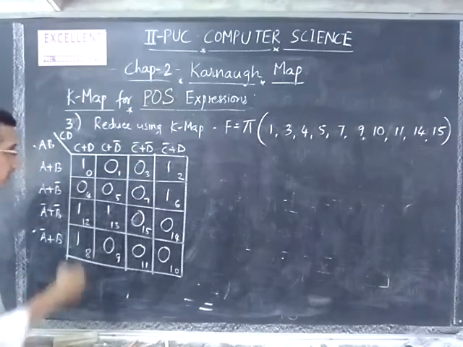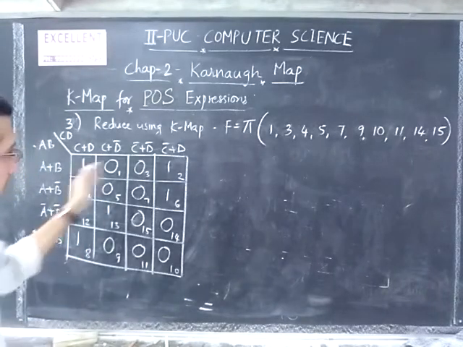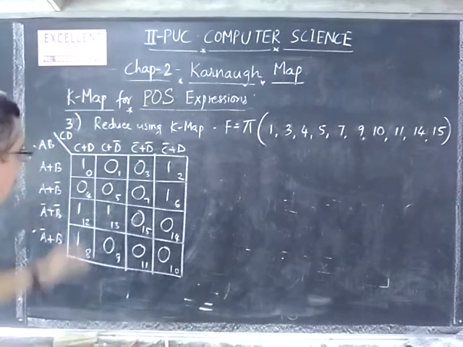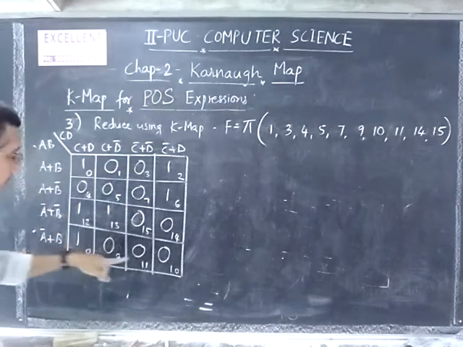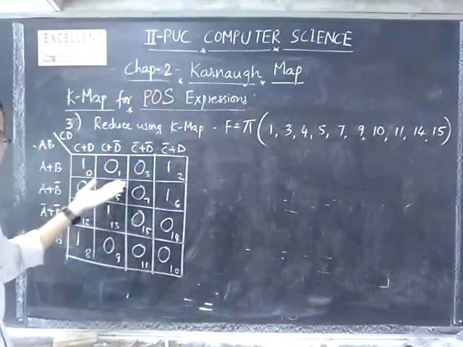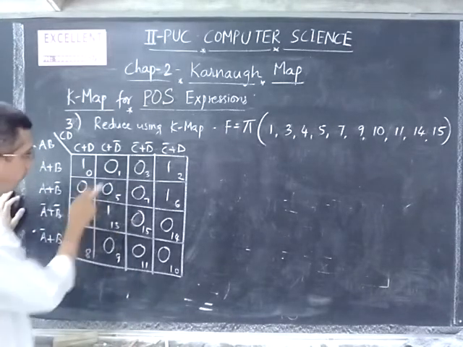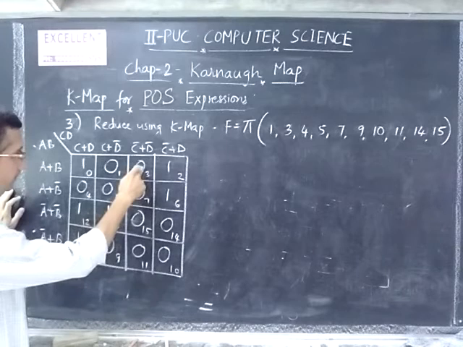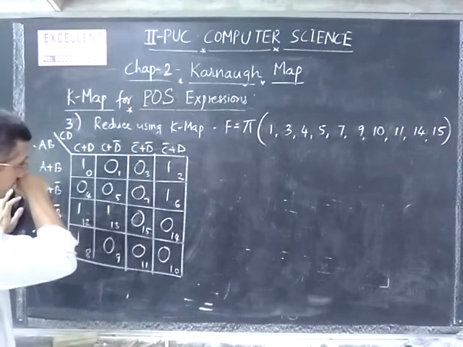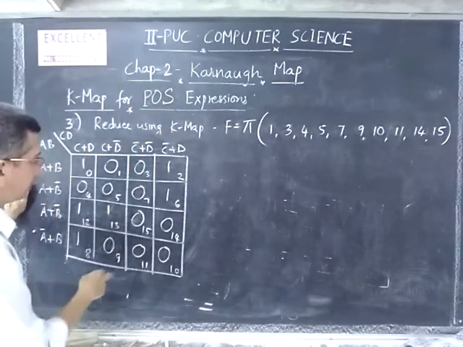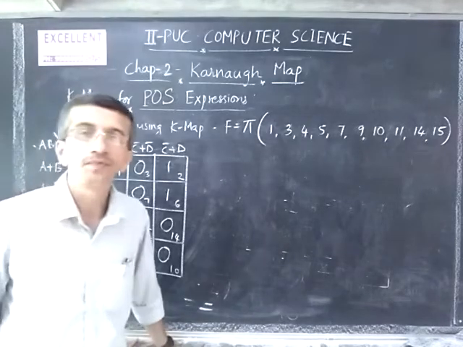Next, grouping. Identify an octet of adjacent zeros. No chance. Octet is not available here. No adjacent 8 zeros. Quad, yes, there is one quad possible. Here is one quad possible. There is one quad possible, correct? So if you identify.